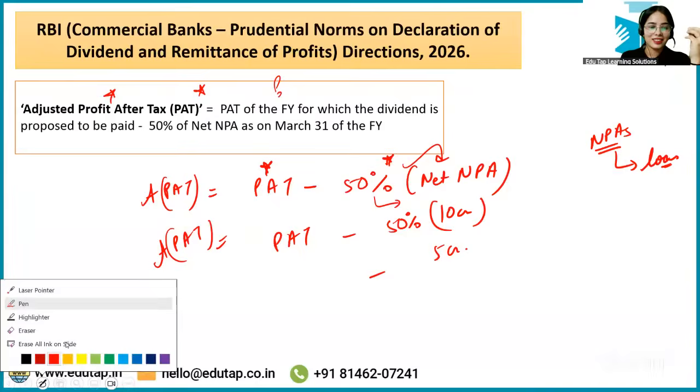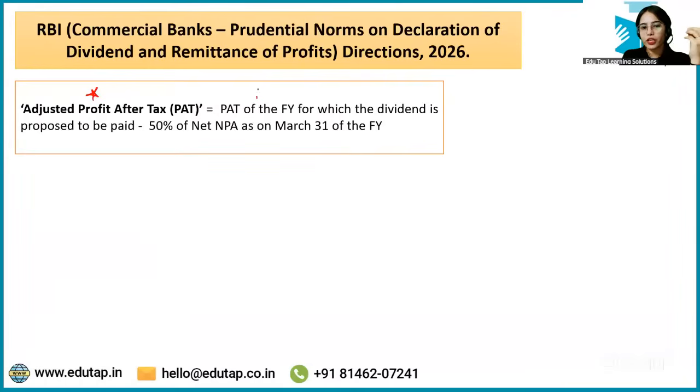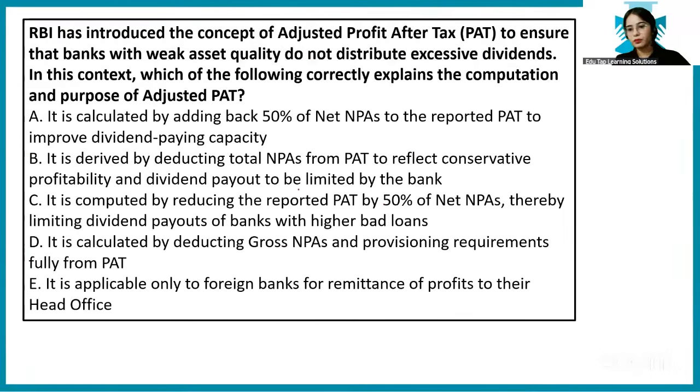Okay. So now adjusted profit after tax is the profit after tax of the financial year for which the dividend will be declared, minus 50% of the net NPA. This is your adjusted profit after tax. Now try to answer this question. Net NPA is your gross NPA minus the provisions that the bank has to handle the NPAs.